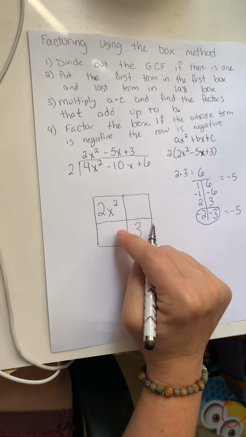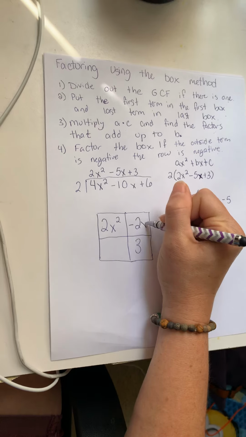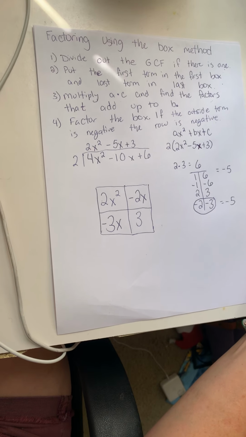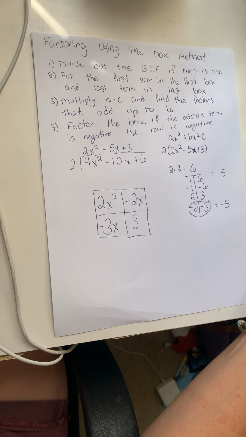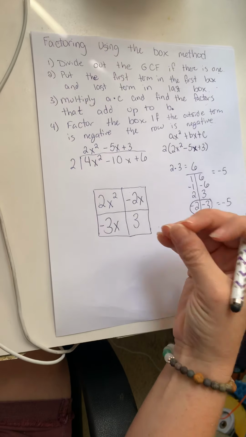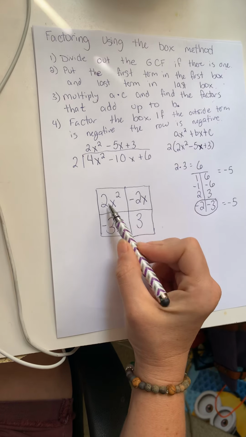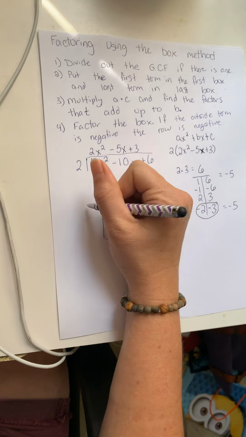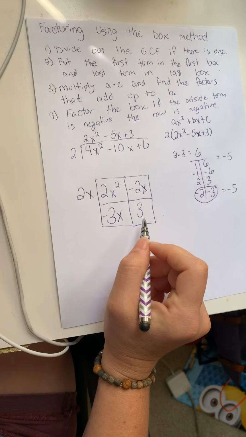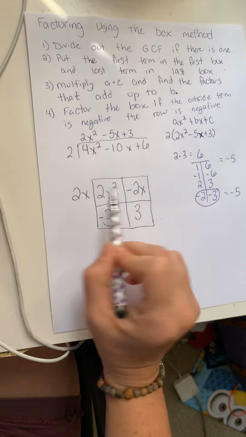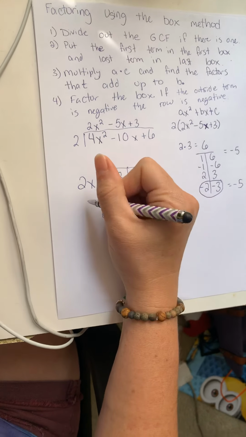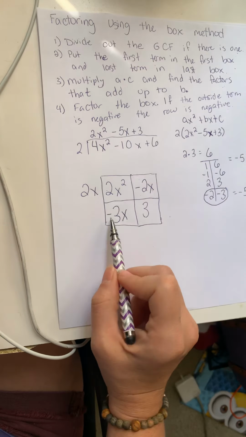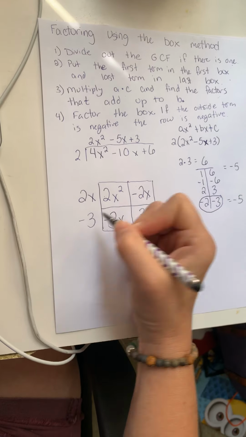It doesn't matter which box I put them in. I'm going to put negative 2x here, negative 3x there. If I put them the other way, it wouldn't matter. I would get the same answers, I promise. Okay, so 2x squared and negative 2x have 2x in common. See, so I'm factoring it out here. 3 and negative 3x have 3 in common. Remember I said if the outside term is negative, the row is negative. See, this term here is negative, so we put negative 3.